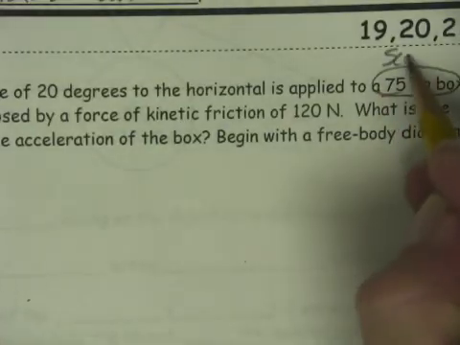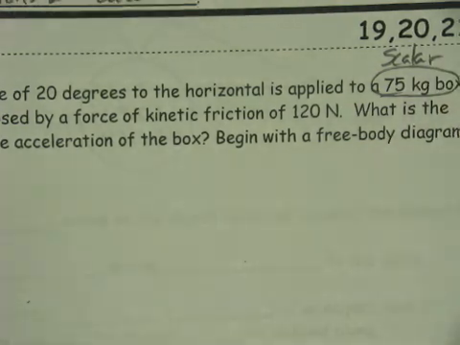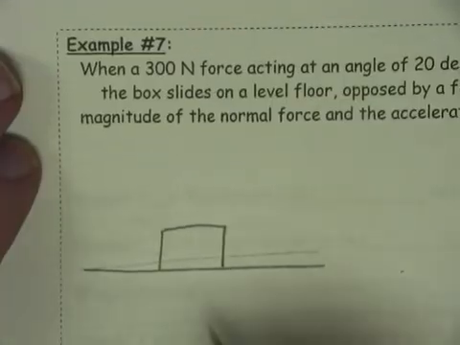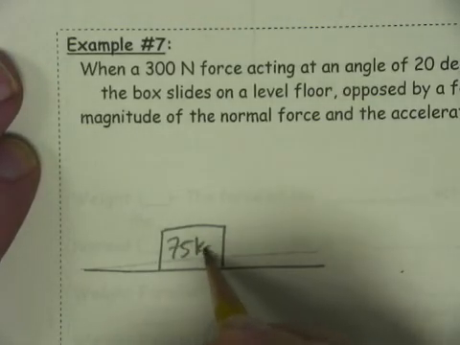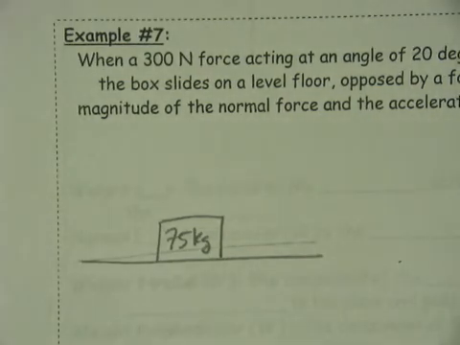75 kilograms is a scalar. It's not a vector. It doesn't go with an arrow. You don't put an arrow with 75 kilograms. So we're going to put 75 right here in the middle with no arrow because it's a scalar.